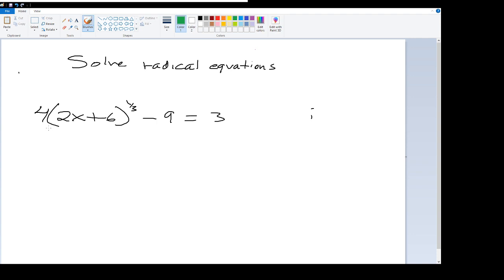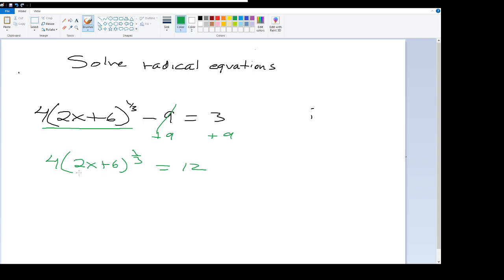So before I get to the x, let's understand that this is one grouping. This is together. So I have to get rid of this negative 9. So I'm going to add 9 to both sides. And so that's going to leave me with 4 times the sum of 2x and 6 to the 1/3 is equal to 12. Okay, I can't distribute the 4 into the 2x and the 6.